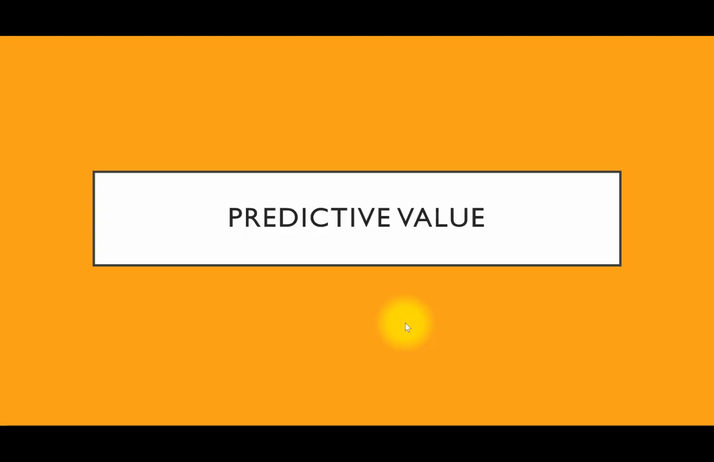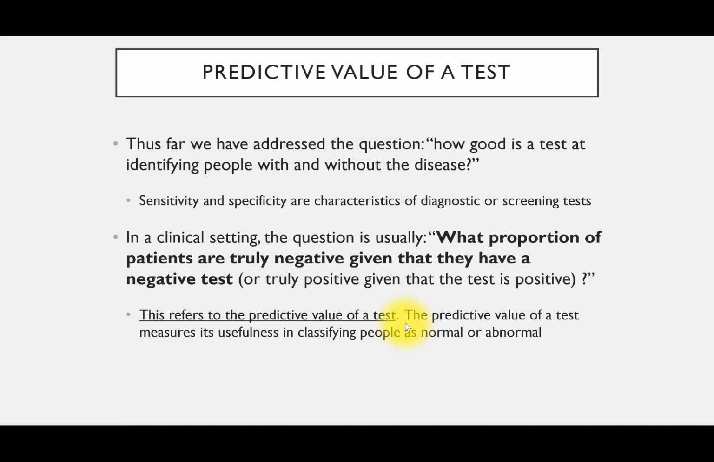Now let's talk about predictive value. Up until now, we have asked the question, how good is a test at identifying people with and without the disease? Which is a very good public health consideration. In a clinical setting, however, the question that physicians would ask is, what proportion of patients are truly negative, given that they have a negative test, or vice versa? How many patients truly have the disease, given they have a positive test?